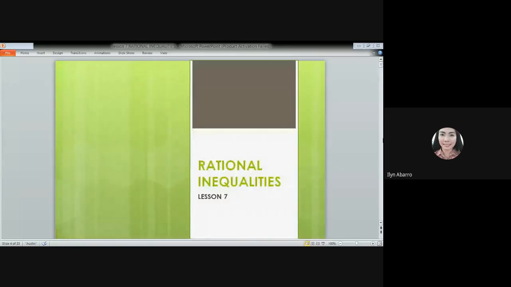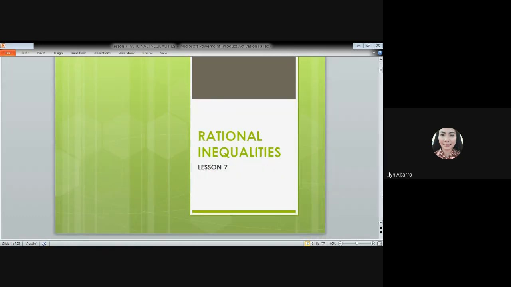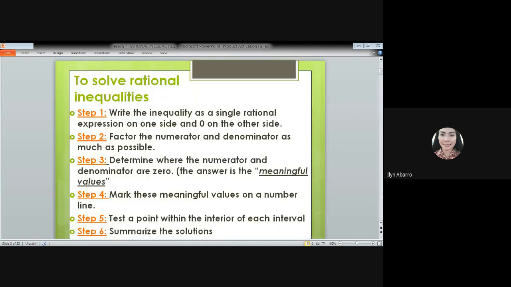So, we are now in our lesson 7, and this is solving rational inequalities. What are rational inequalities? Last time we defined it as an inequality of rational expressions, wherein one rational expression can be greater than, less than, greater than or equal, what else? Less than or equal, not equal to the other rational expression. So that is the definition of rational inequalities.